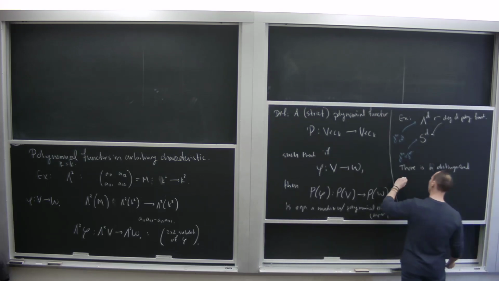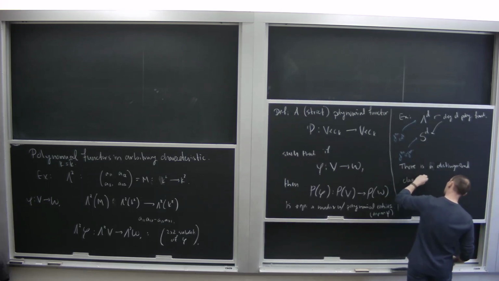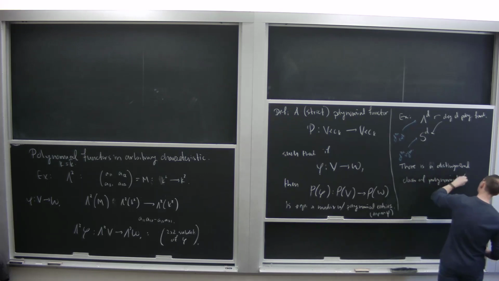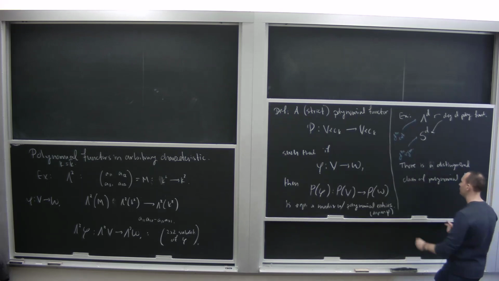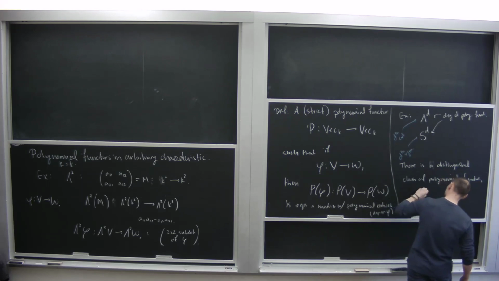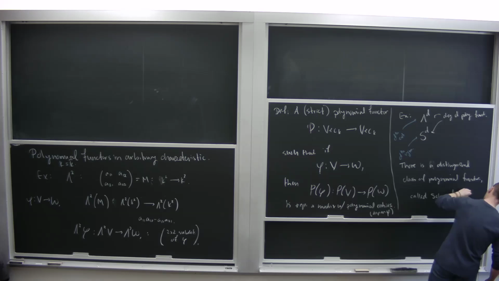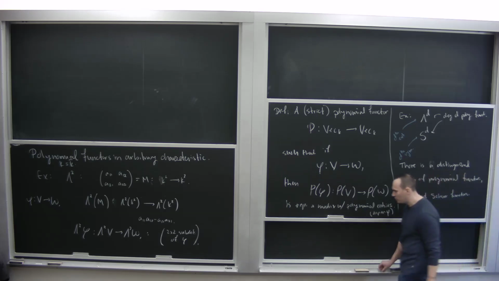So there's a distinguished class of polynomial functors. And they're called Schur functors. So called Schur functors. All right. And that's what I wanted to take the time to at least define in a nice way today and in a very concrete way.